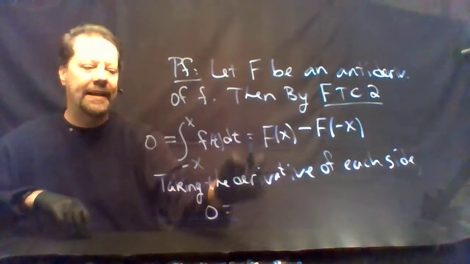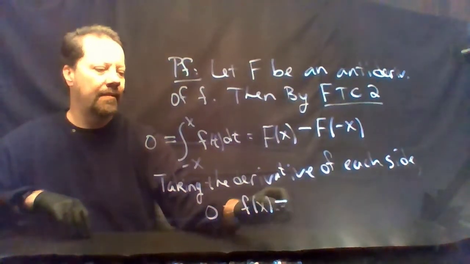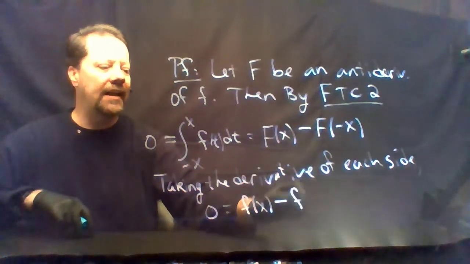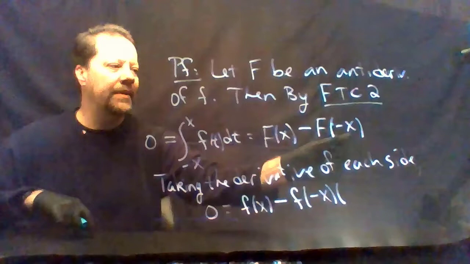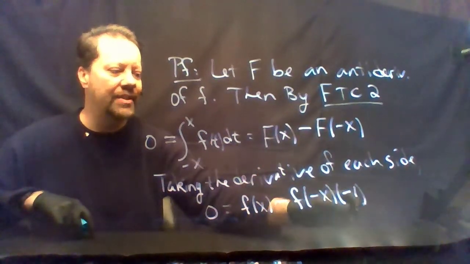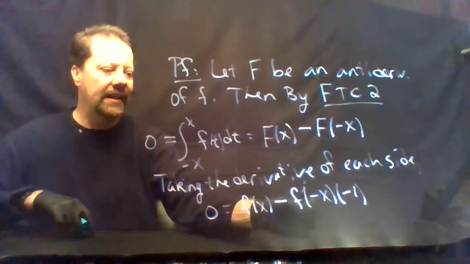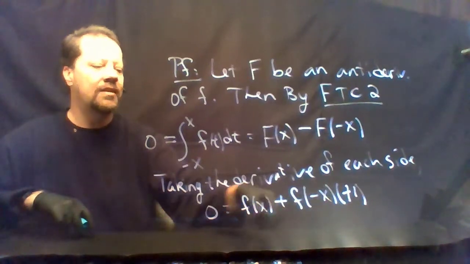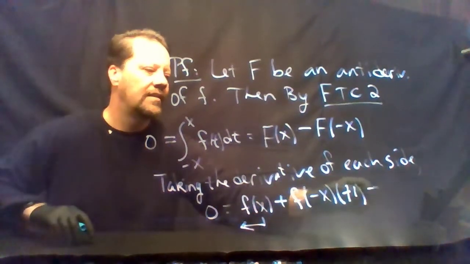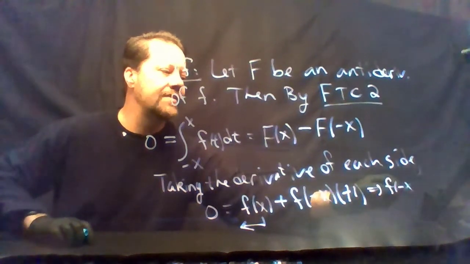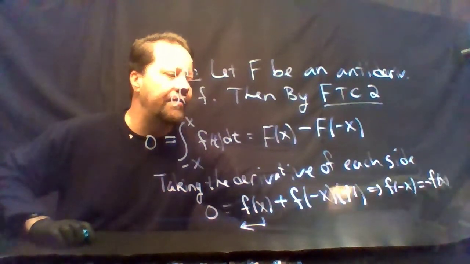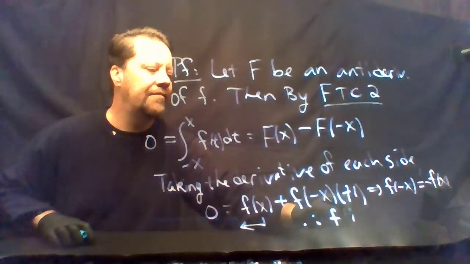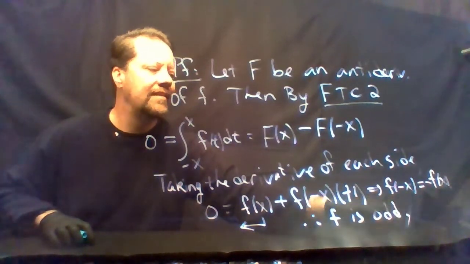The derivative of big F is little f. Over here we need to apply the chain rule. The derivative of big F is little f, leave the inside alone, but then you have to multiply by the derivative of the inside, which is -1. This negative is inside of little f. This negative can cancel the negative here. Moving this term to the other side, we deduce then that f of negative x is negative f of x. Therefore, f is odd. And that is the end of the proof.